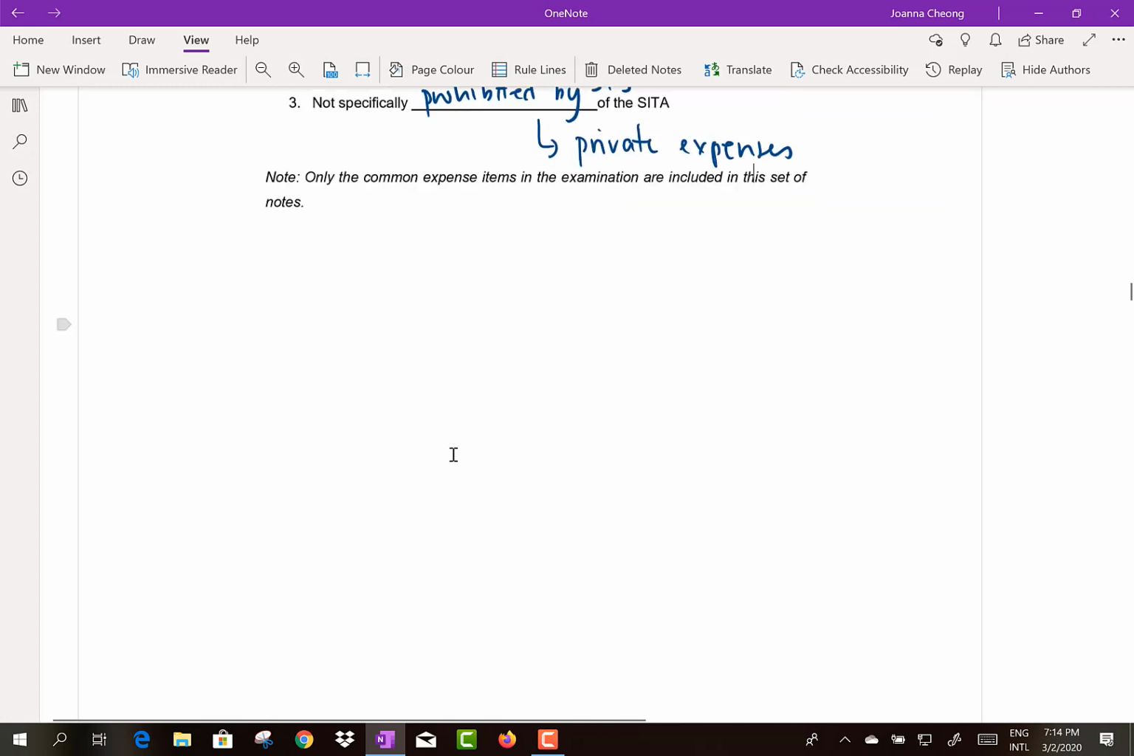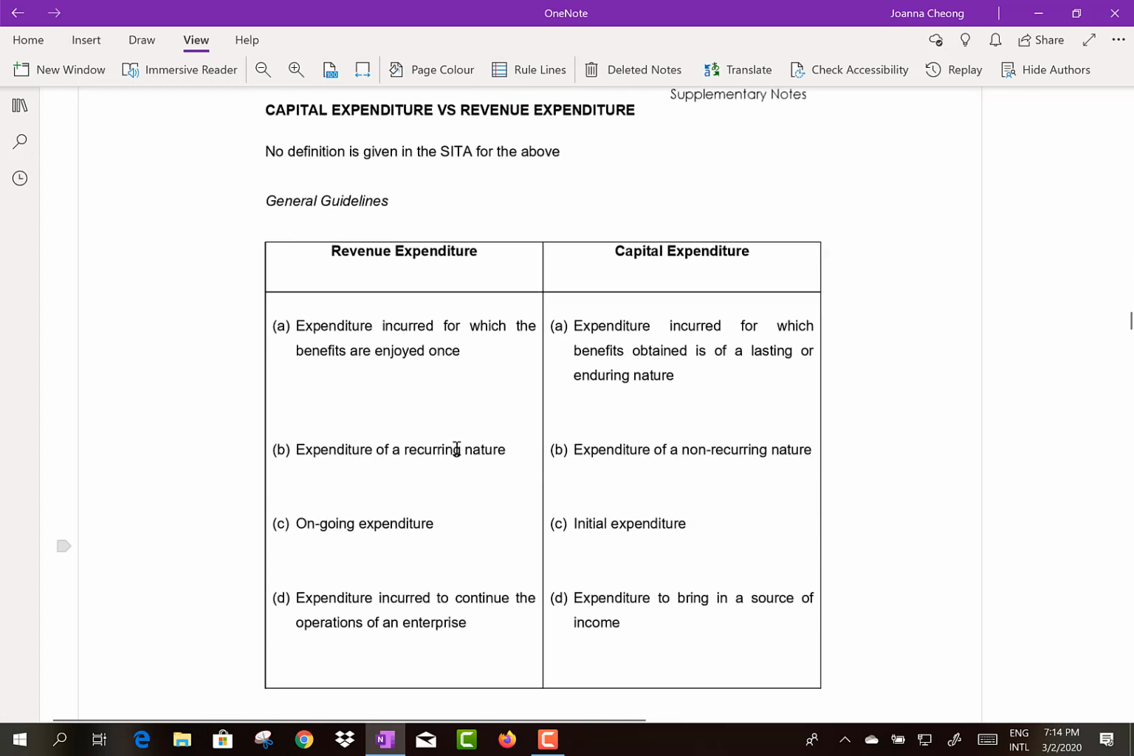Now, the next page is to determine whether the expense is capital or revenue in nature. By the way, am I going too fast? The speed, if I'm too slow, you will fall asleep, definitely.